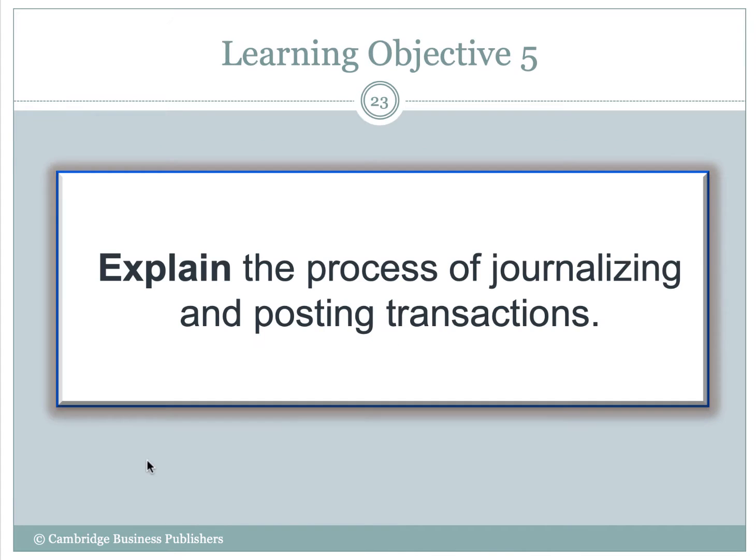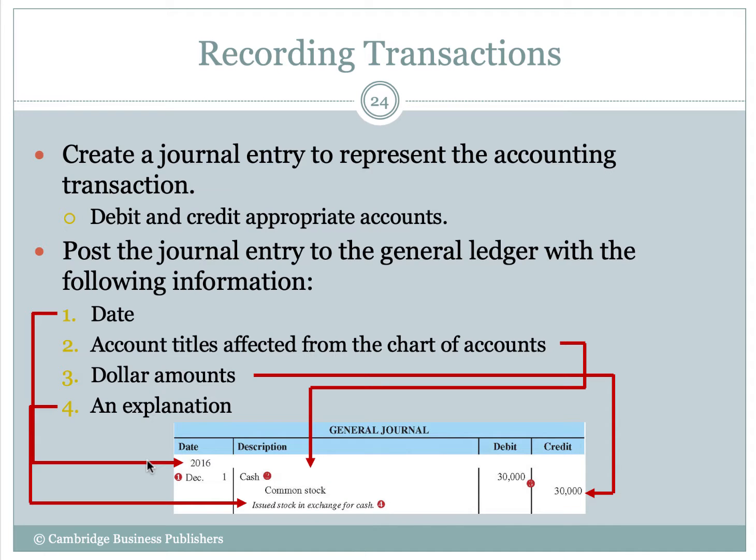okay? All right, so let's look at the process of journaling, right, and posting, okay? So what we have here, you see, is the general journal, right? And remember, we said the second step is we have to record in a journal. Here's what the journal looks like, okay? Notice the left side has the date. Then in the middle, we have our description or the account titles that are going to be affected by that transaction. And then we have a debit side and a credit side, okay?